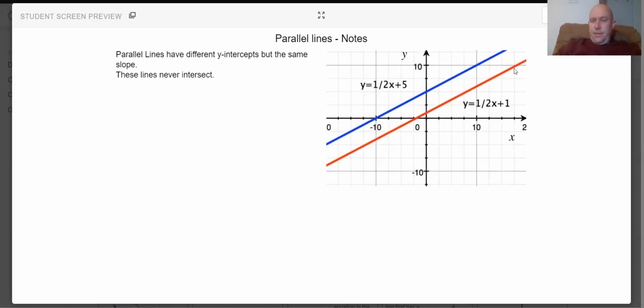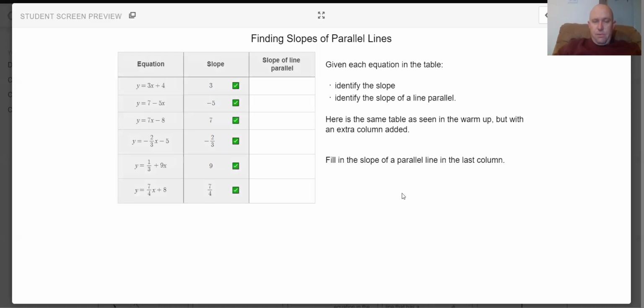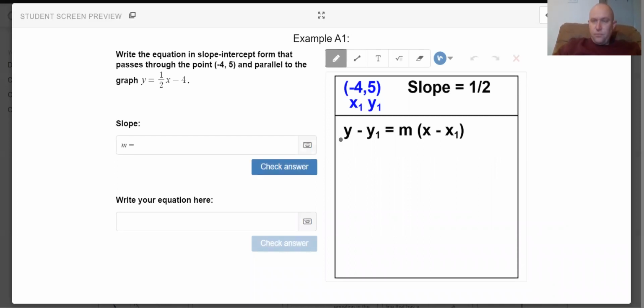So here's our parallel lines here. You can see that they're parallel just by looking at them, but notice the slopes. The slope for this one is 1/2, and the slope for this one is 1/2 as well. So lines that are parallel have the same slope, and that's the important factor we're going to use for this lesson. So that table we had in the warm-up here, if we know a line has slope of 3, then a line parallel to that will have the same slope. So in other words, 3. A line that has slope of -5, one parallel to that would be -5, and so on. And we're going to use that fact today.